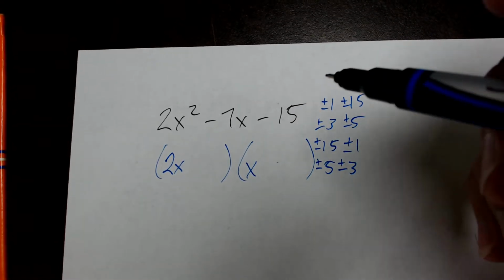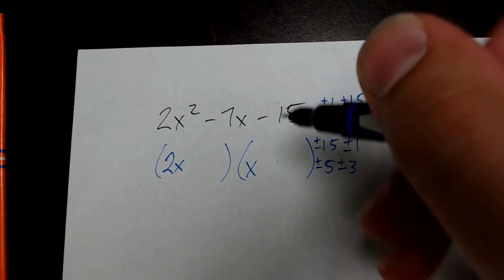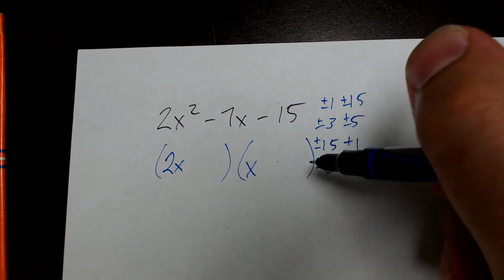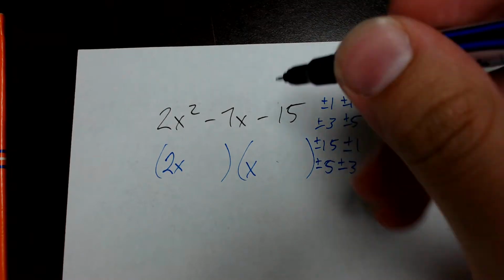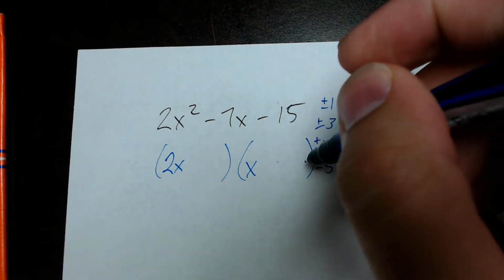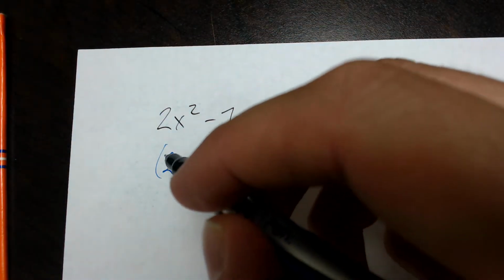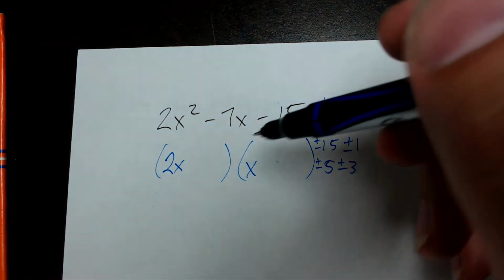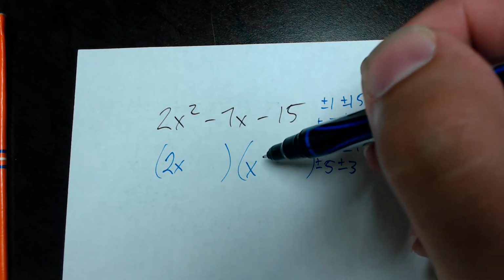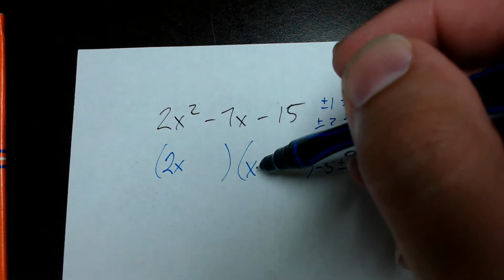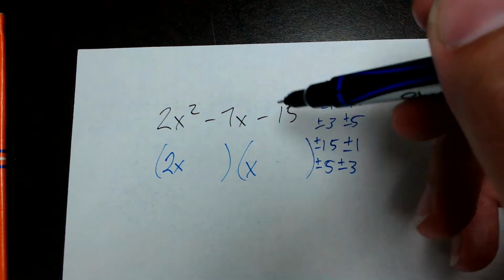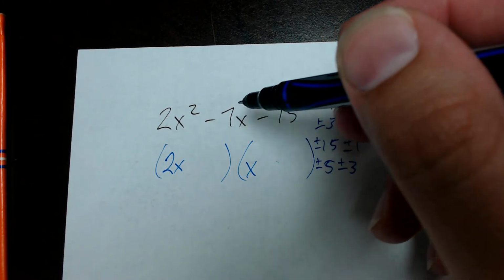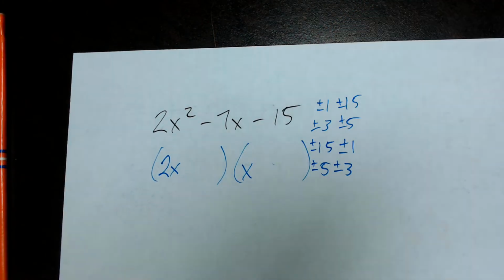So we have to think, if I put 3 as a negative here, or sorry, I was using 1. If I put negative 1 here, negative 1 would then multiply by 2x to give me negative 2x. If I were to put 15 here, that would multiply by x, and it would have to be a positive 15, so positive 15 plus negative 1 would be negative 14, or positive 14, that would not equal negative 7.